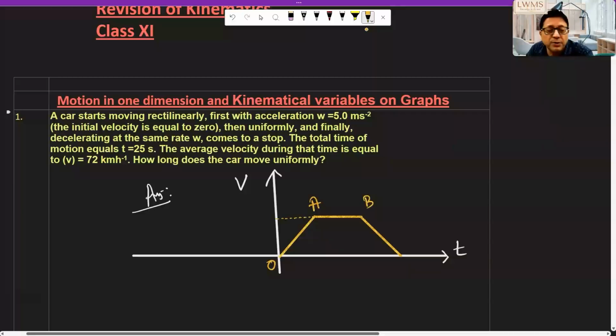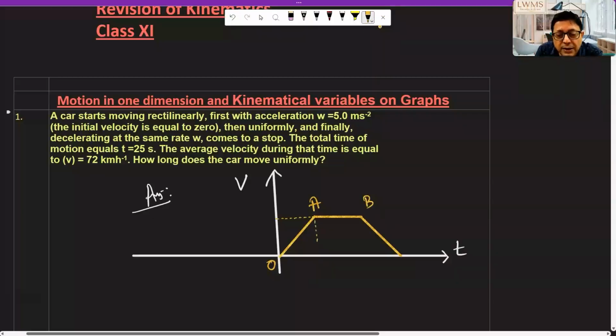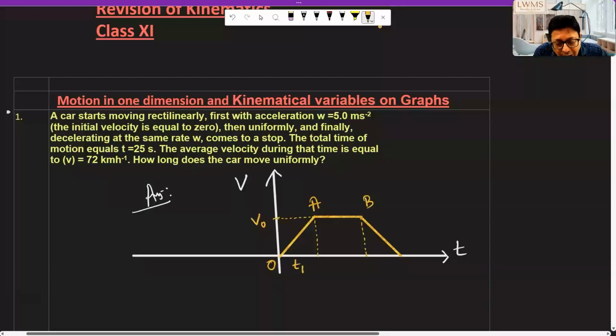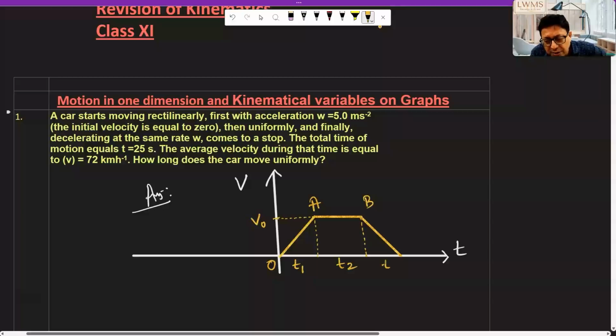This velocity they have not given, but they have given acceleration. Here acceleration 5 meter per second square. For this also acceleration 5 meter per second square. If I assume that the maximum velocity it has gained is v0, that will be the right decision. This time be t1, this time be t2. T2 means the time through which it is in uniform motion. And this time is again t1. Clear?